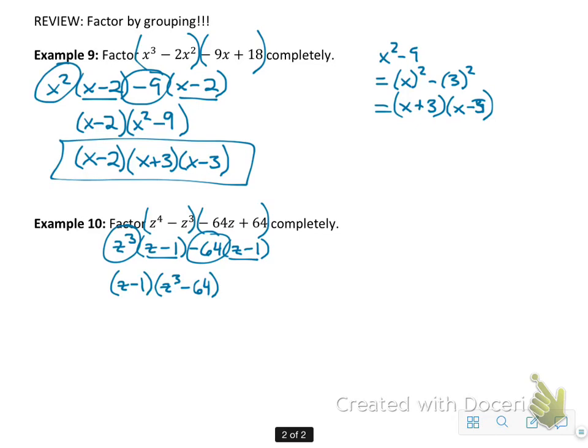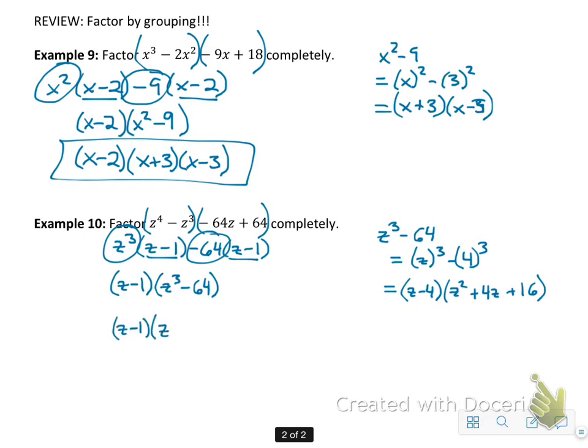So we're going to come over here just like we did before on the last one. We're going to say z cubed minus 64 is equal to z cubed minus 4 cubed. Okay, so we use that formula. That's a minus b, so z minus 4 times a squared plus a times b, so 4z plus b squared, so 16. And we take that and we replace what was already there. So z minus 1 times z minus 4 times z squared plus 4z plus 16.